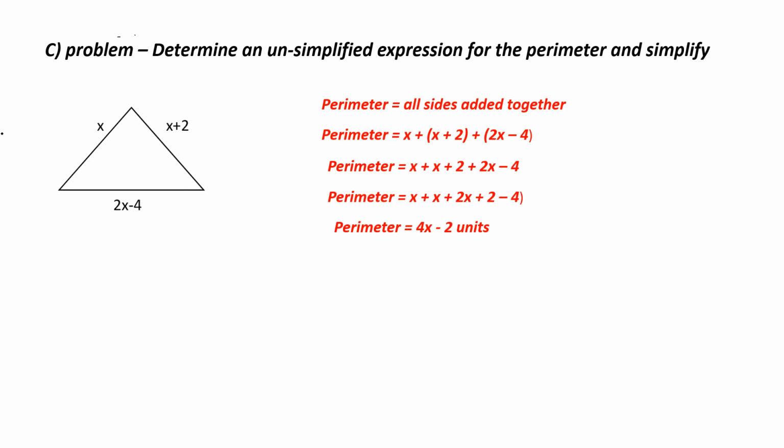Now, all distance has to have units, but we aren't given any, so because we want to indicate that it's a distance, we put the word units at the end. So my final answer is the perimeter of this object is 4x minus 2 units long.